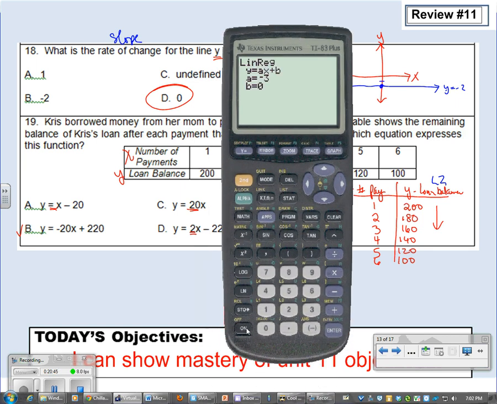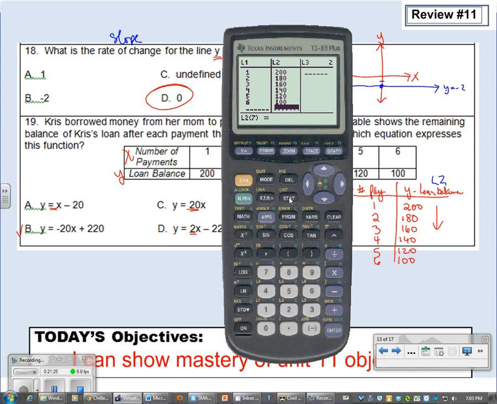So take out your calculator, doing stat again. I want to clear out what is currently in there and input our new values. So L1 is going to be 1 all the way to 6. L2, start at 200, going to 180, 160, 140, 120, and 100. And some of you might even recognize, oh, they're all changing by 20, decreasing by 20.